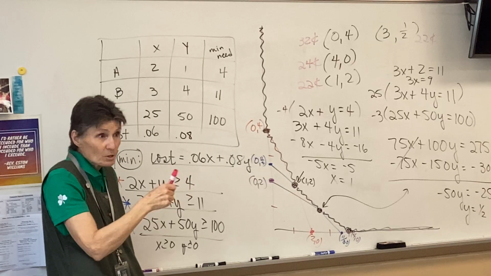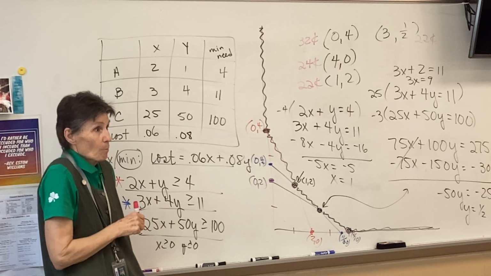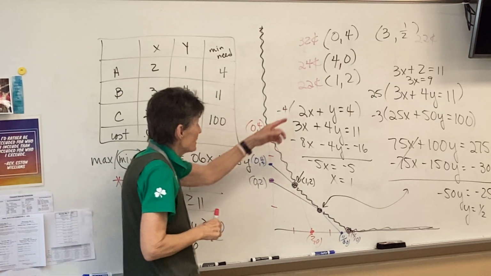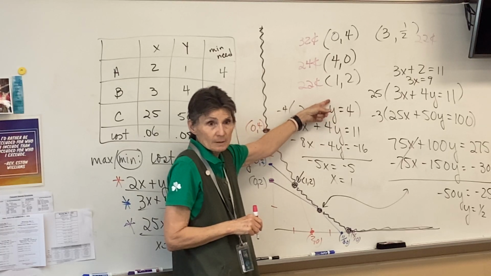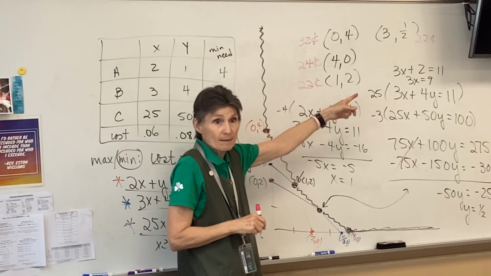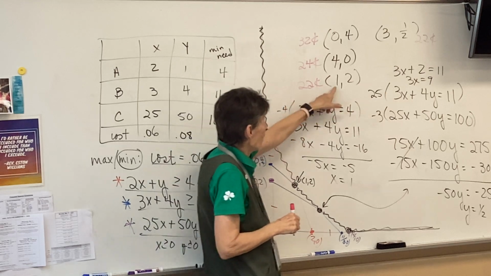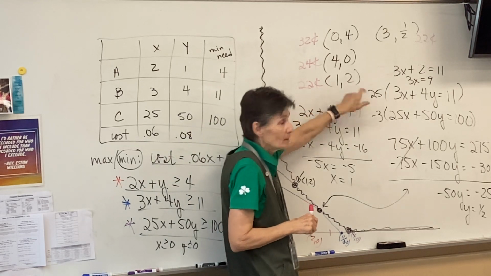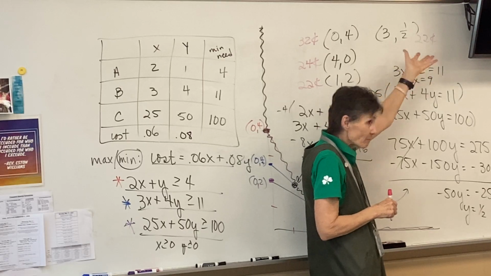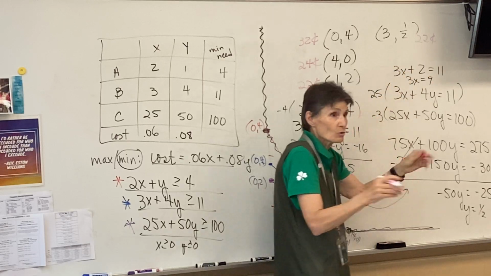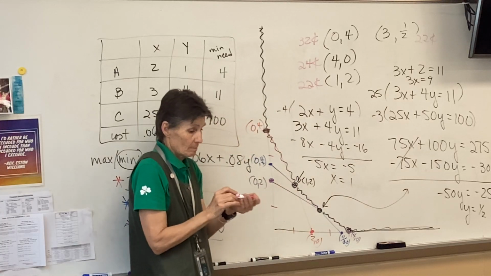So you've got 2 options. Personally, I'd probably go with this option, because then I don't have to worry about half a pill. But they're going to cost the same. So you're either going to take 1 x and 2 y's, or you're going to take 3 x's and half a y. Both of those are legit options.